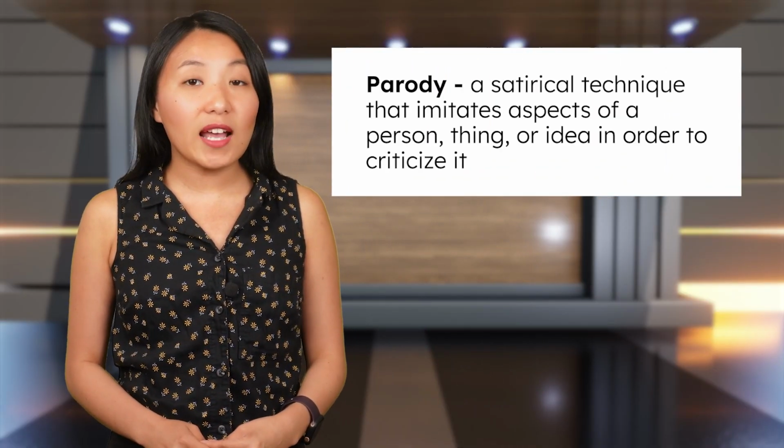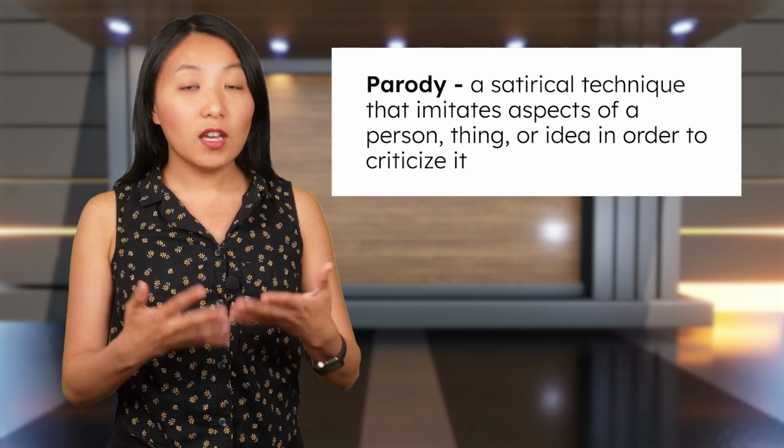Last time you looked at Swift's satire, analyzing how he used hyperbole and understatement to criticize his target. Today we'll look at a new satirical tool: parody. Parody is a satirical technique that imitates aspects of a person, thing, or idea in order to criticize it. Sometimes this imitation will exaggerate the satirical target, signaling to the reader what is meant to be criticized. Other times they don't need to exaggerate, signaling to the reader that the criticism is easy to spot on its own. Let's take a look at what our source of parody today is actually about.